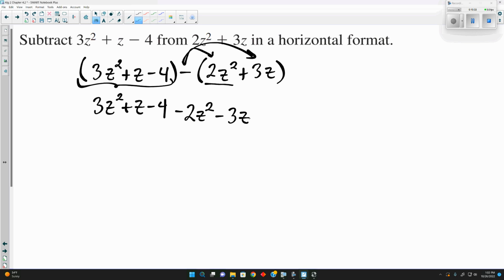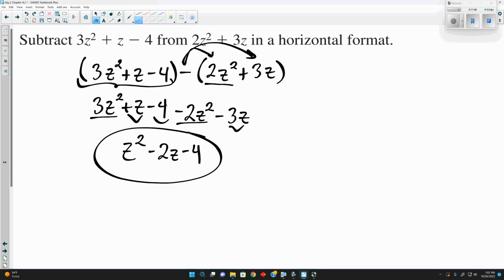So this here is where having it vertically is nice, because I don't have to worry so much about making sure to distribute that negative all the way through. When we did the subtraction, it did it for us. Now at this point here, we do need to combine like terms. So 3z squared minus 2z squared is z squared. And we have z minus 3z is negative 2z. Well, negative 4 is by itself. That's it.